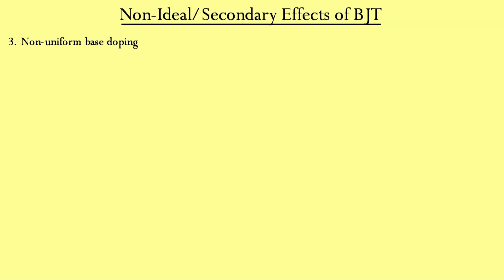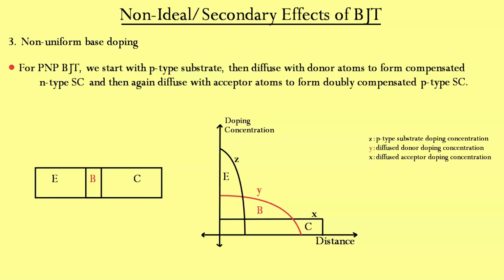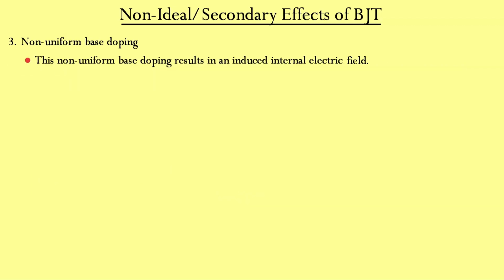We generally assume that the base as well as collector and emitter are uniformly doped. However, that is never the case. For PNP type BJT, we start with P-type substrate, then diffuse donor atoms to form compensated N-type base, and then we diffuse acceptor atoms to form doubly compensated P-type emitter. The approximate doping concentration profile is represented for the three regions of BJT. This non-uniform base doping results in an induced internal electric field.